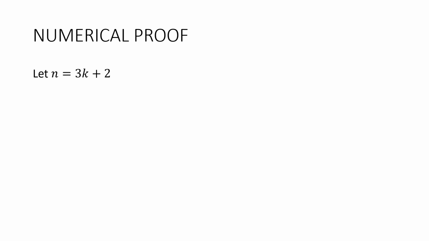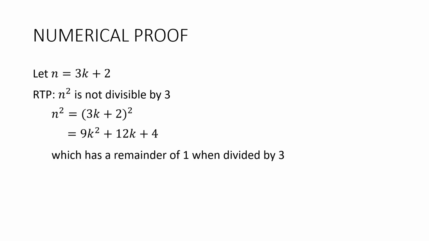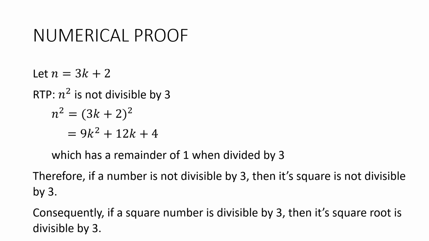In case 2, n equals 3k plus 2. Again, we want to prove that n squared is not divisible by 3, so substituting it in and expanding it out, we can see it is not divisible by 3. So therefore, if a number is not divisible by 3, then its square is not divisible by 3. And so, if a square number is divisible by 3, then its square root is divisible by 3.